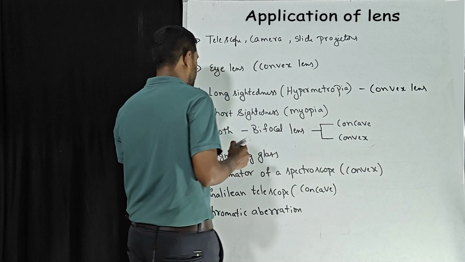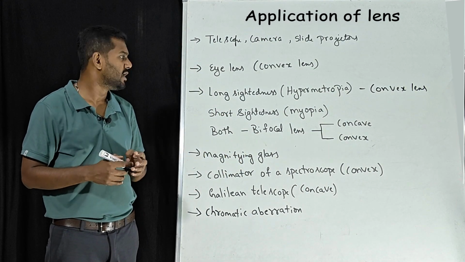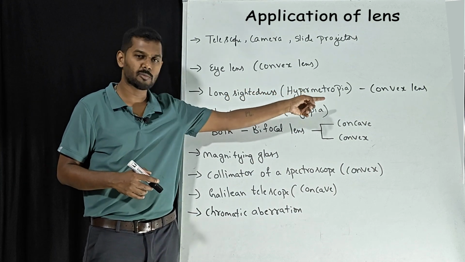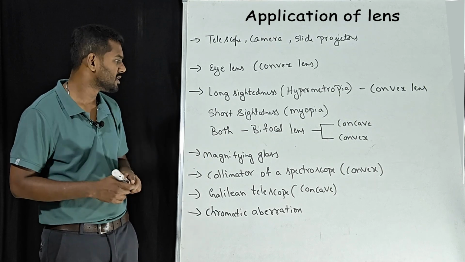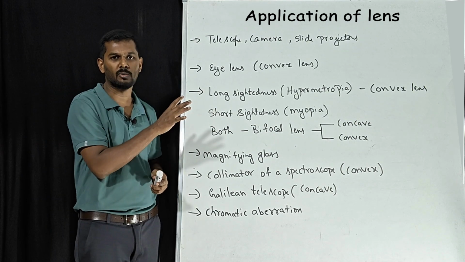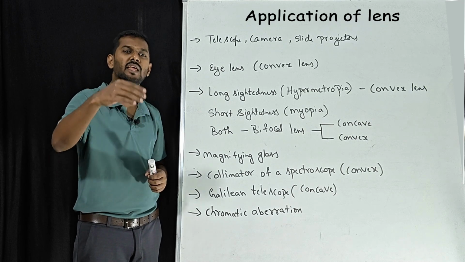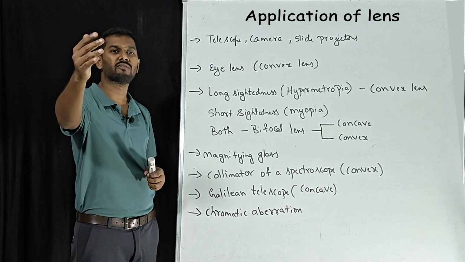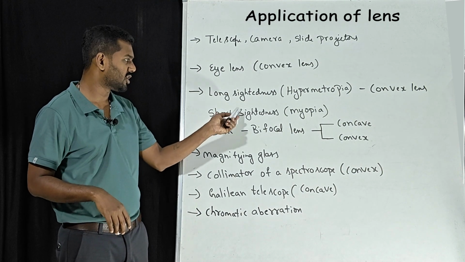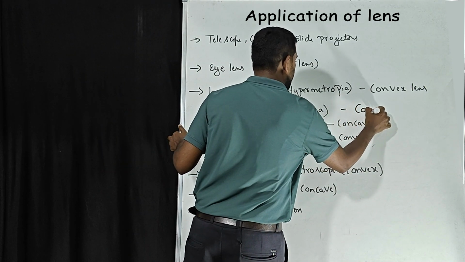Then it is exactly opposite to short sightedness. Long sightedness is nothing but hypermetropia, short sightedness is nothing but myopia. They can use any one of the words. Short sightedness means people who can see the objects which are near and are not able to see or read the letters properly which are away from them. So that is short sightedness or myopia. For this we use concave lens.